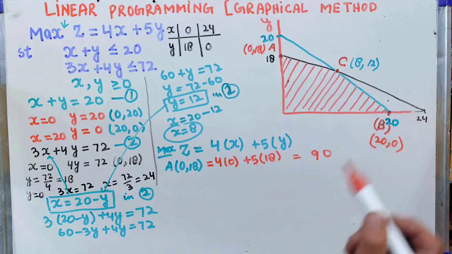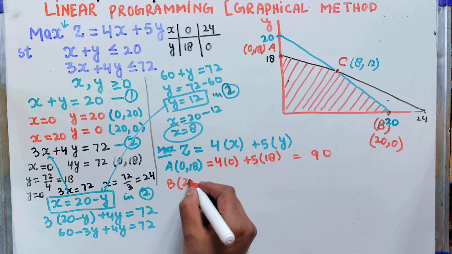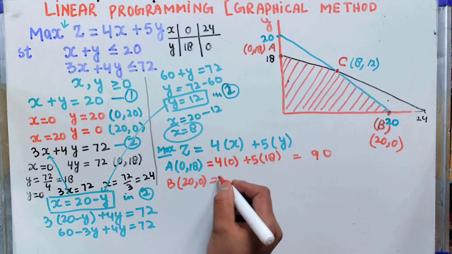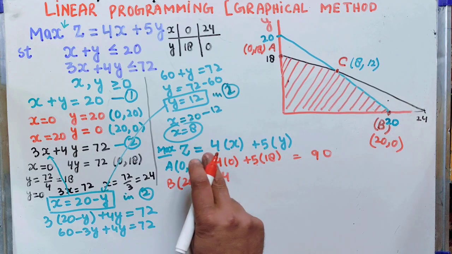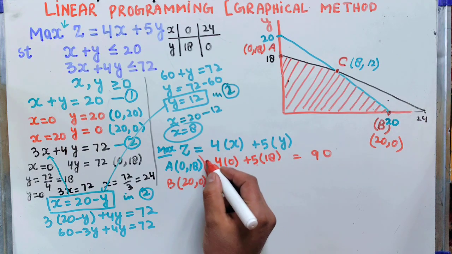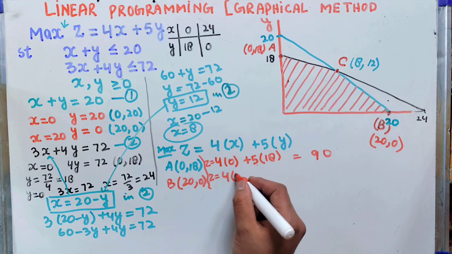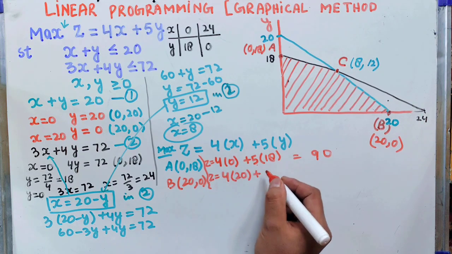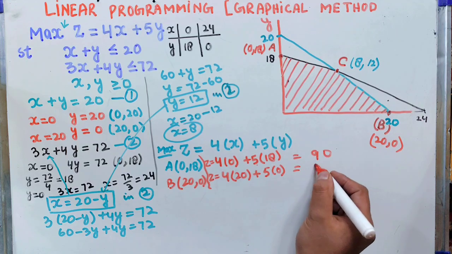Similarly, we need to check at point B. Let us see what the coordinates of B are: 20 and 0. Now plug in the values. So I am just solving for z is equal to 4 into 20 plus 5 into 0. Here we get 4 twenties are 80, 5 zeros are 0, so we get 80.